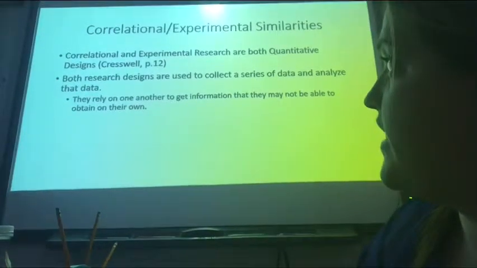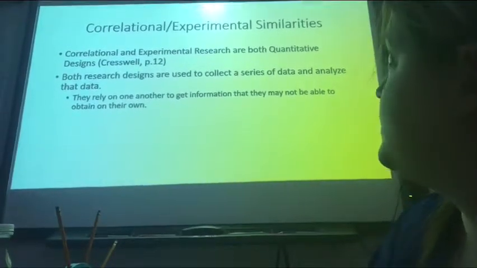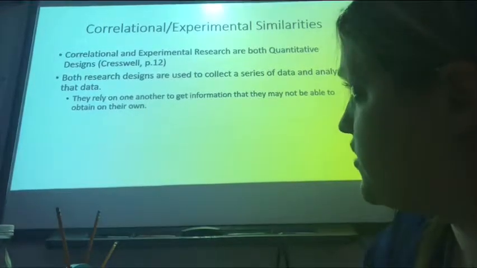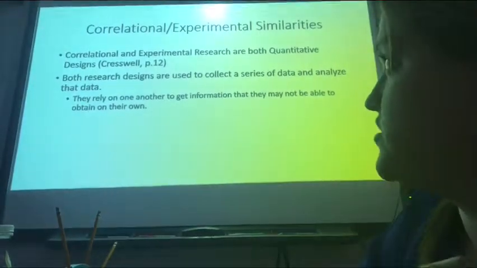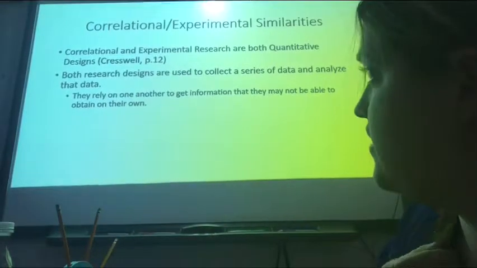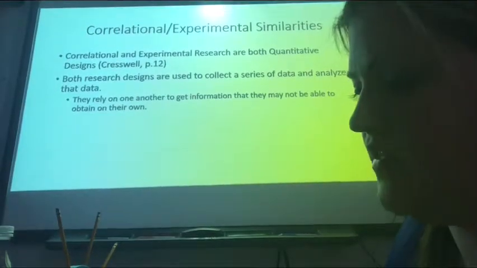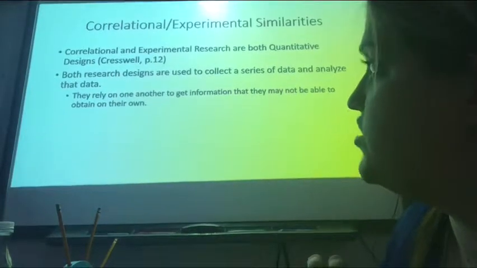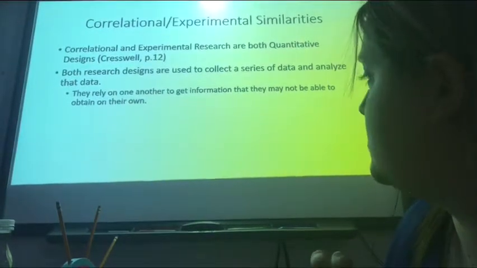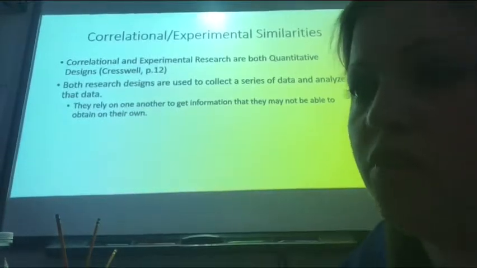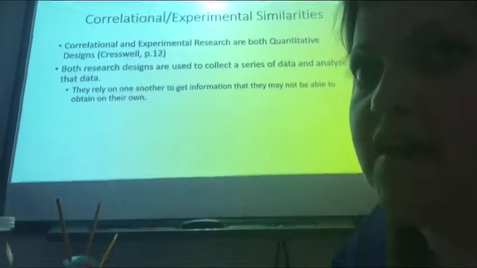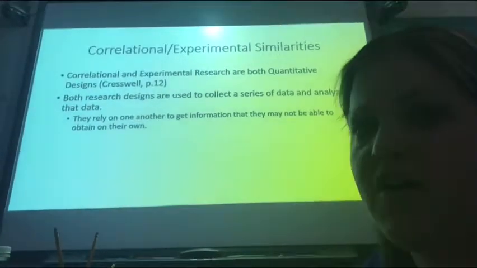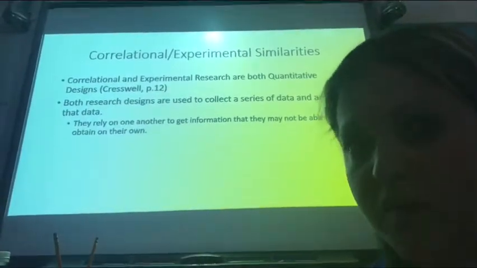As far as similarities, correlational and experimental, they are both quantitative research designs, and both research designs are used to collect a series of data, and they analyze that data. So they collect data and they see what the data outcome is. They do rely on one another to get information that they may not be able to obtain on their own. So you can get correlational data and make predictions, but you can't actually determine if it changes one variable to another without the experiment.